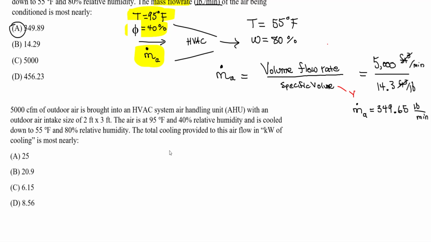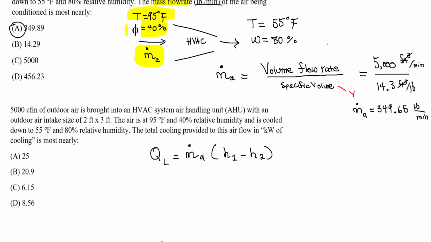So let's call it Q sub L for the cooling. And it's going to be the mass flow rate of air, which we already have, right? Times our H1 minus our H2, which is the change in enthalpy. So the change in enthalpy we've already determined, and we already have the mass flow rate.